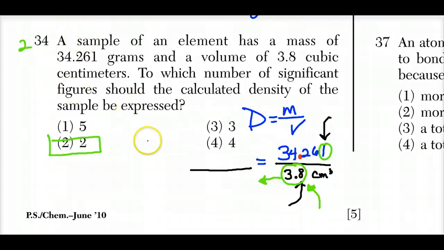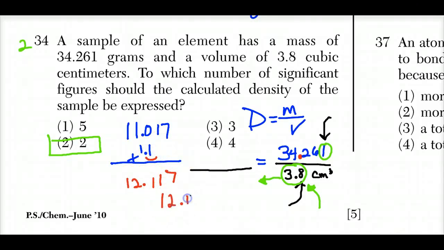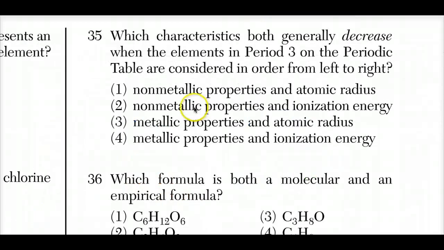But if this was addition or subtraction, like 11.017 plus 1.1, here we're going to round off to the least number of decimal places. This is the precision rule. So let's add these together, and this would be 12.117, and we round off to 1 decimal place. This becomes 12.1. It's the precision rule. So when you add or subtract, round off to the least number of decimal places. Multiply or divide, round off to the least number of significant figures. Answer is 2.